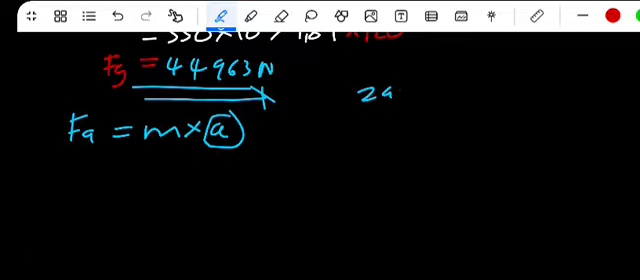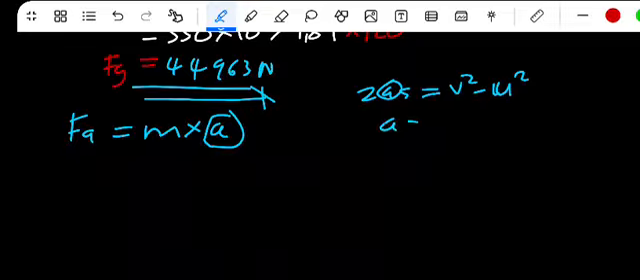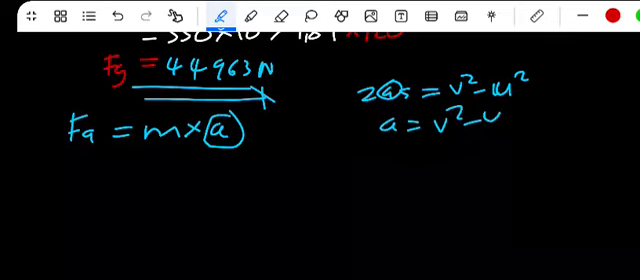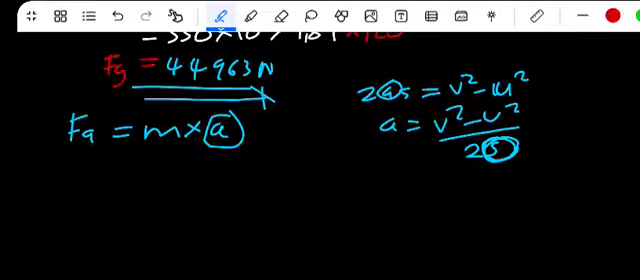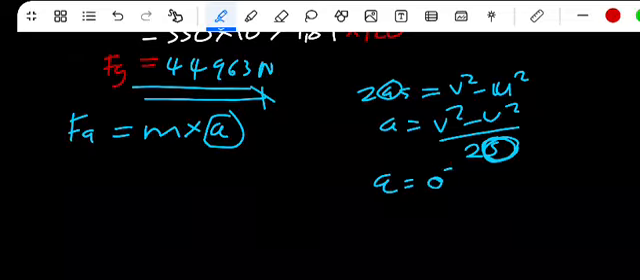Remember, 2as equals v squared minus the initial velocity squared. If you want the acceleration, we divide there. Acceleration is simply v squared minus initial velocity squared, divided by 2s, and I'm using this because we have s. So for the acceleration, the final velocity, what will it be? It will be 0, since it comes to a stop.